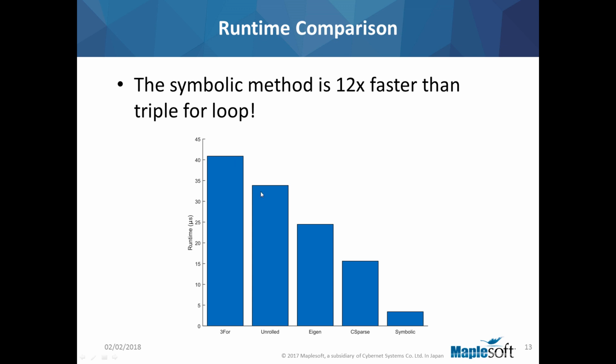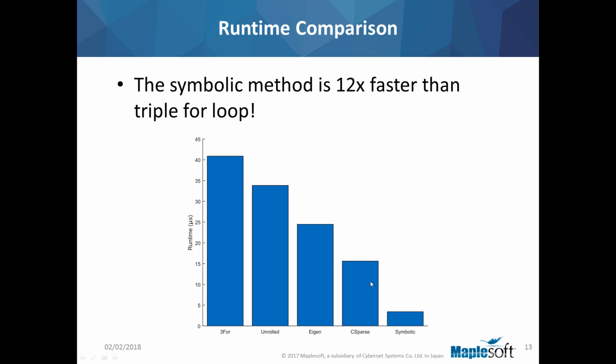The unrolled for loops are faster than the triple for loop because we've gotten rid of that overhead, but it's not a lot faster because it's still doing a lot of useless calculations. And by useless, I mean it's multiplying numbers by 0 and it's adding 0 to numbers. So those are completely useless floating point operations that won't change the result.